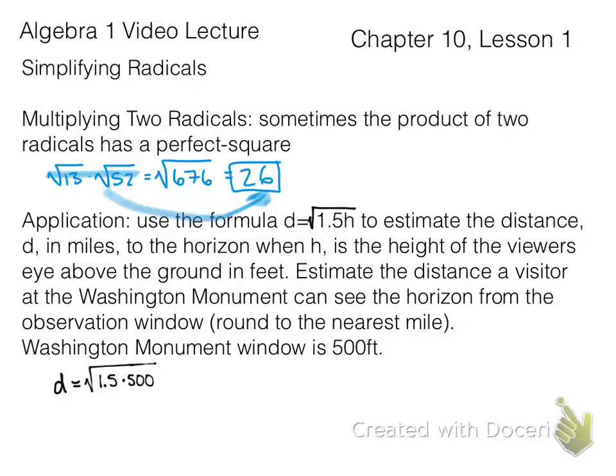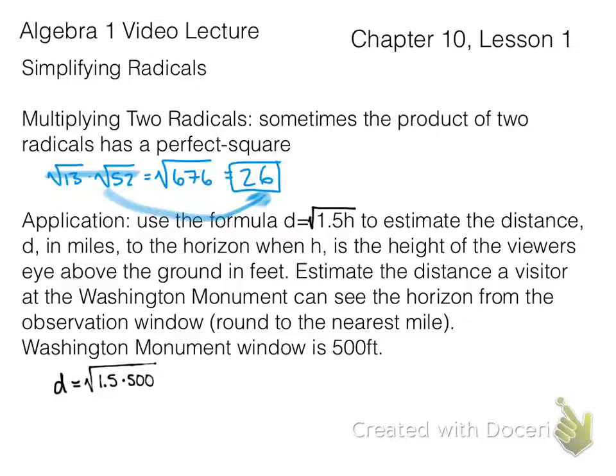All right, application. Use the formula d equals the square root of 1.5 times h, where h is the height of the viewer's eyes above the ground in feet, to estimate the distance d in miles to the horizon. So estimate the distance a visitor to the Washington Monument, which some 8th graders will get to see, can see the horizon from the observation window, rounded to the nearest mile. So the Washington Monument window is 500 feet above the ground.